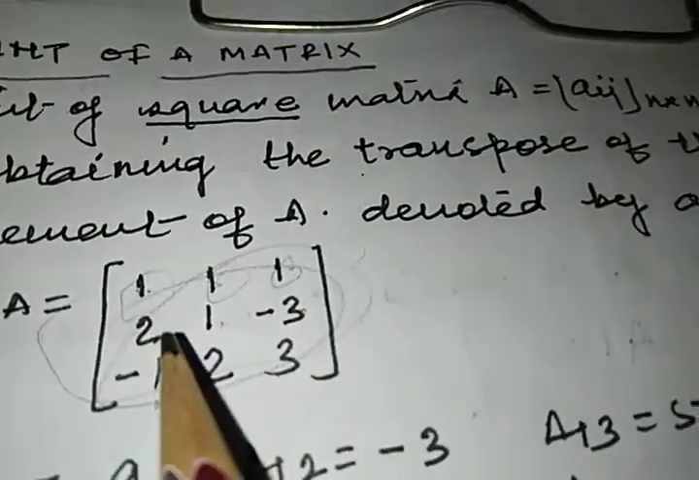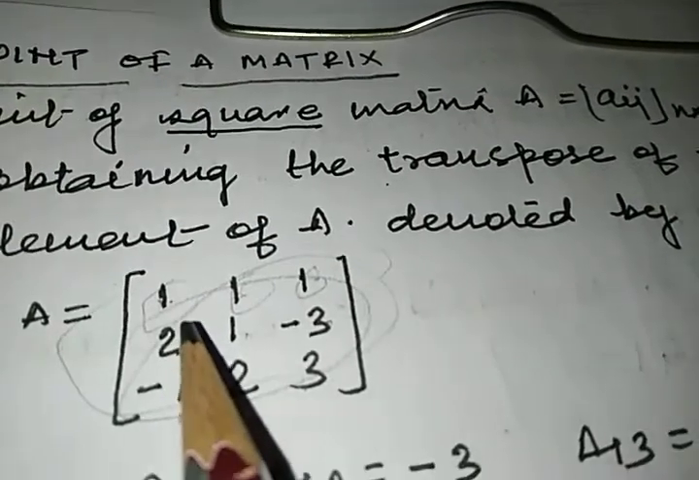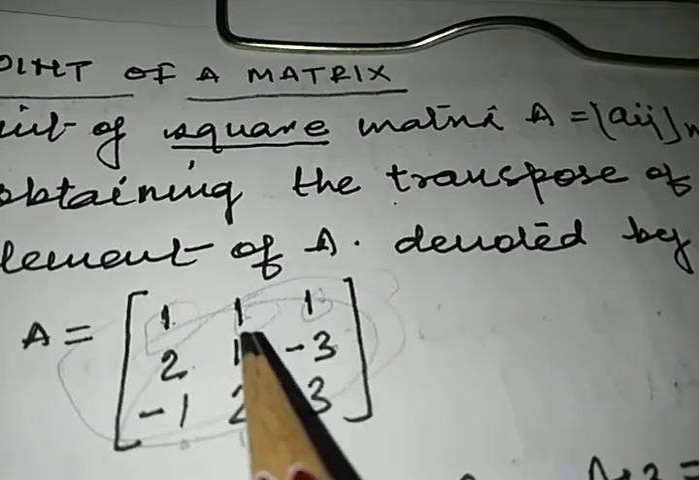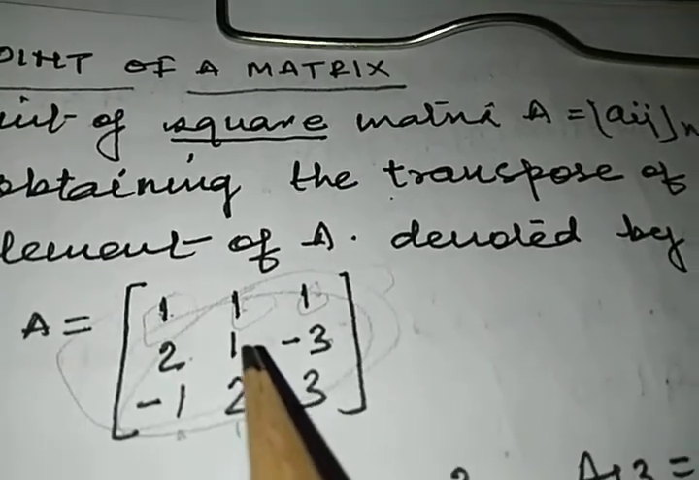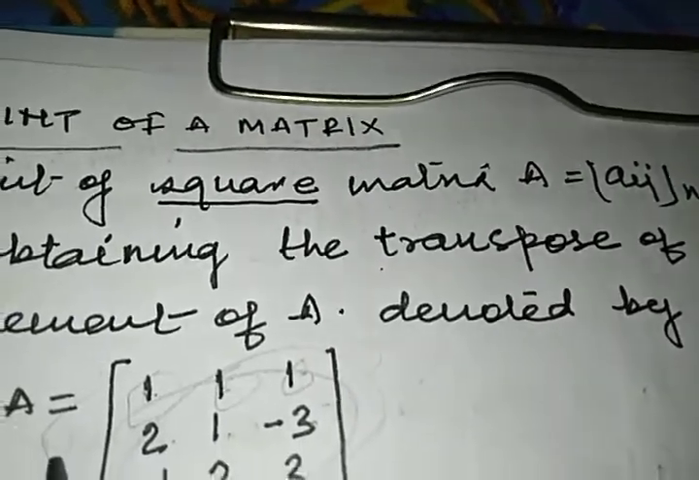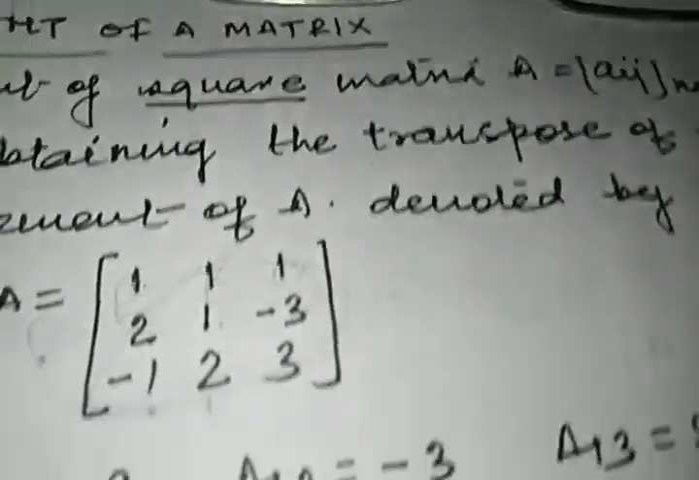Then if we transpose the cofactor matrix, the resulting matrix will be called the adjoint of A. I should also tell you that the matrix will be a square matrix.